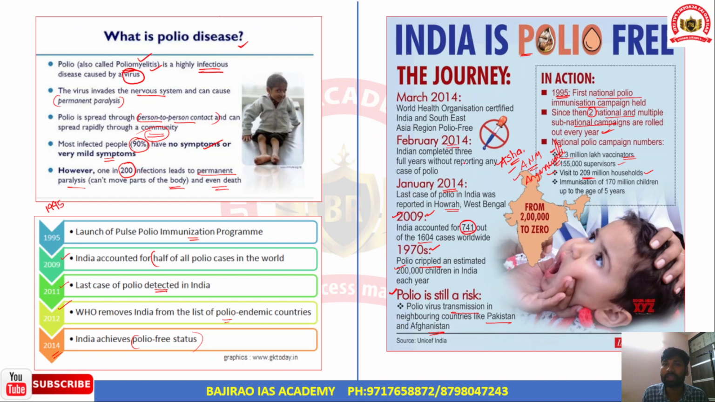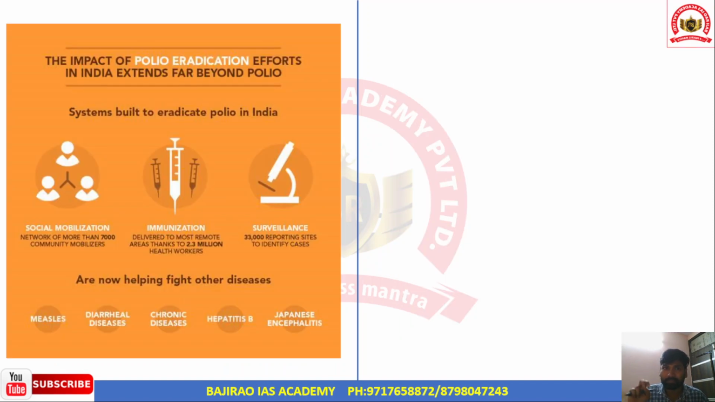In February 2014, India completed 3 full years without reporting any new polio cases. And according to the World Health Organization, this is the criterion to declare any nation polio free. Consequently, in the same year, March 2014, the World Health Organization certified India and the Southeast Asia region as polio free. Okay, so this is about the polio disease and its timeline in India. Now, India's polio free journey and the impact of polio eradication efforts extend far beyond. It is not just about eradicating polio, but about more than that.